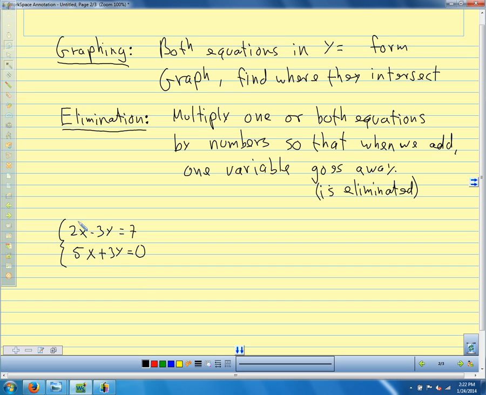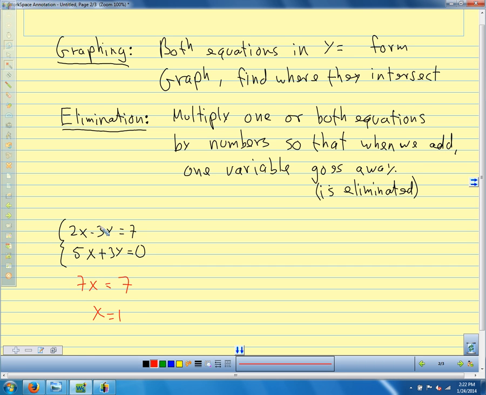Substitution always works. So we could solve one of these for x or y. But what we want is to multiply one or both of these by a number so that when we add them together, one of the variables goes away. So what do we need to multiply by? We don't have to multiply at all, right? Because we have a negative 3y and a positive 3y. So I add those two equations together, and I get 7x equals 7. And that tells me x equals 1.